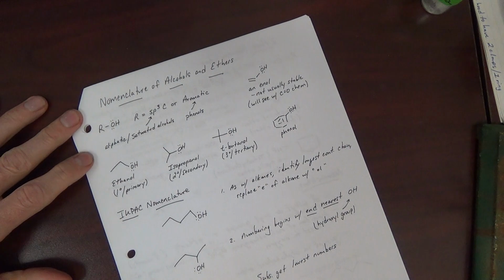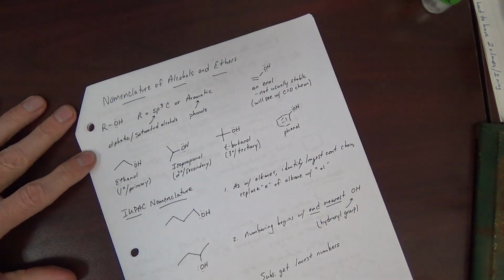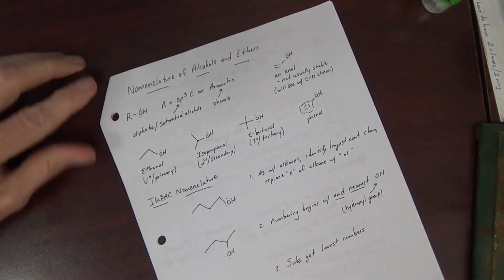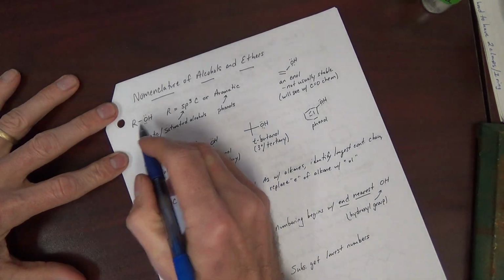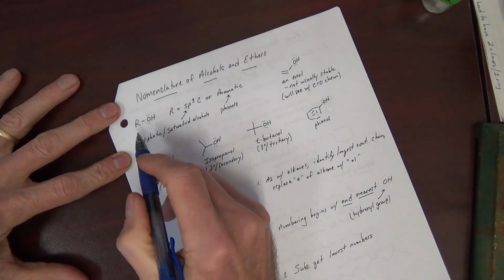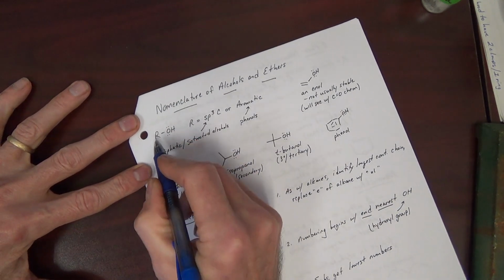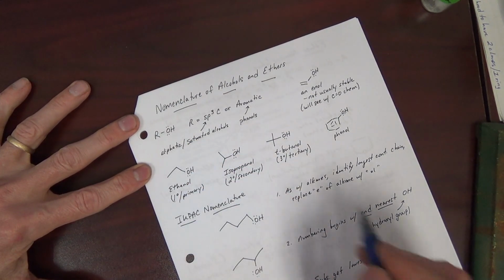Hi guys. In this video I will cover the nomenclature of alcohols and ethers. Okay, we saw alcohols in Organic 1, of course, plenty of times. The alcohol is the carbon group with an OH, the hydroxyl group.